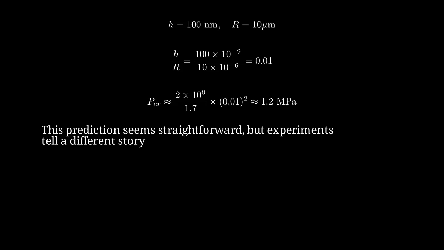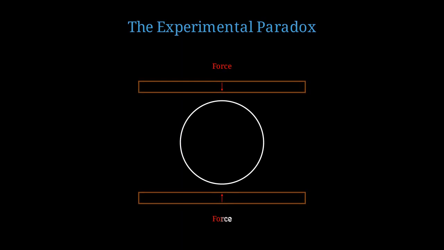But experiments tell a completely different story. Now let me describe the paradox that has puzzled researchers for years. When we compress microcapsules between parallel plates or subject them to osmotic pressure, we observe buckling. But the pressure at which buckling occurs does not match the classical prediction. Here's a schematic of the compression experiment. 2 parallel plates apply force to a microcapsule. As we increase the force, we measure the deformation and look for the onset of buckling.